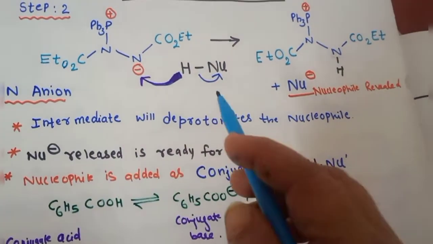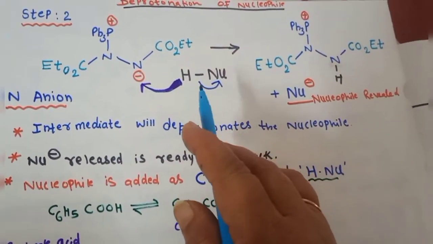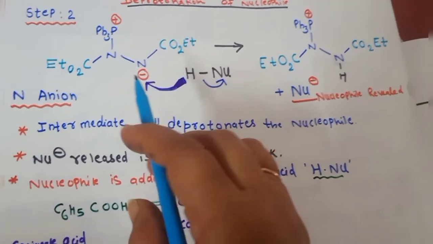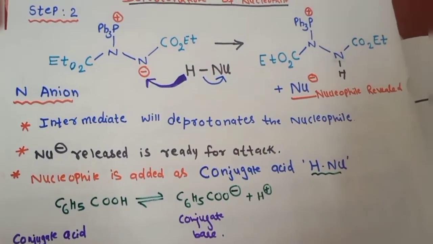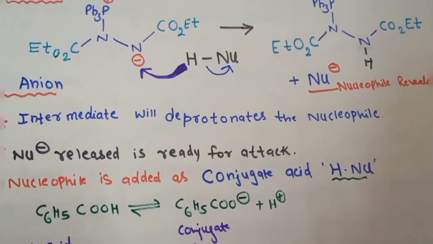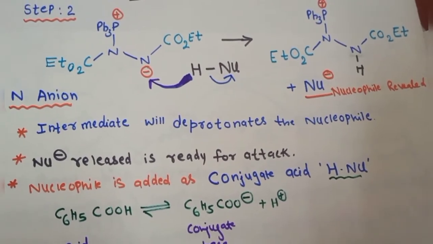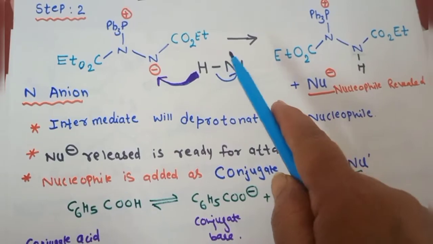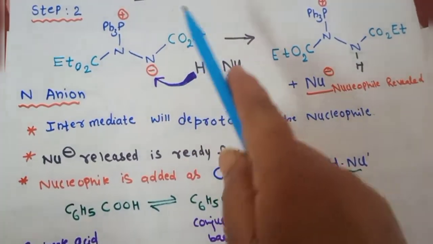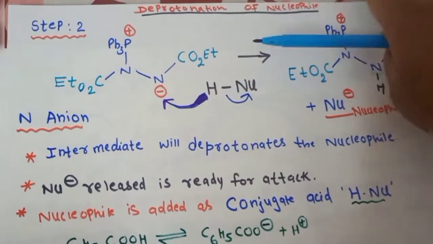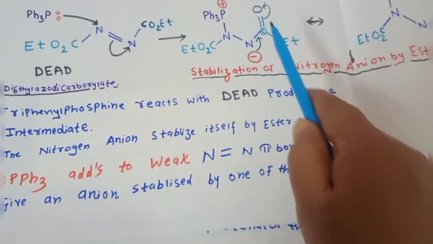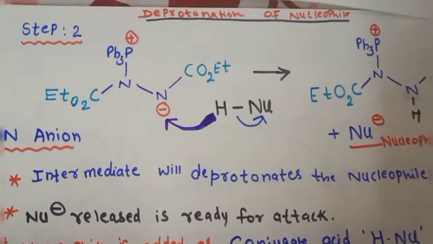As we have seen now, we are taking HNu or NuH. So what happens here in the second step? Our nucleophile proton will be taken away by this anion. When this nucleophile H approaches this anion, we have seen that in the first step this anion species is formed.